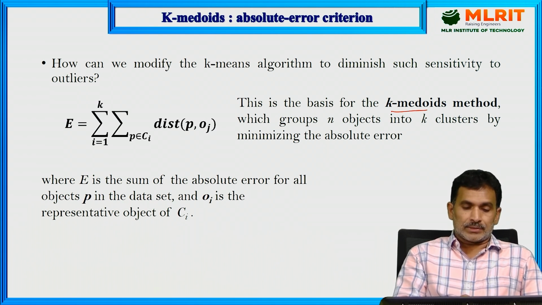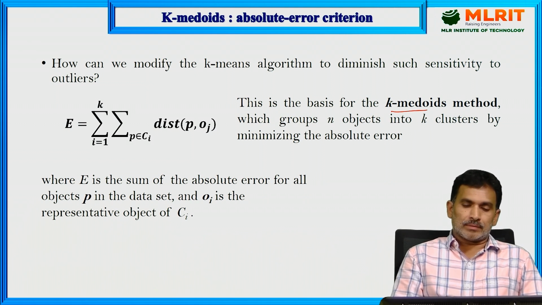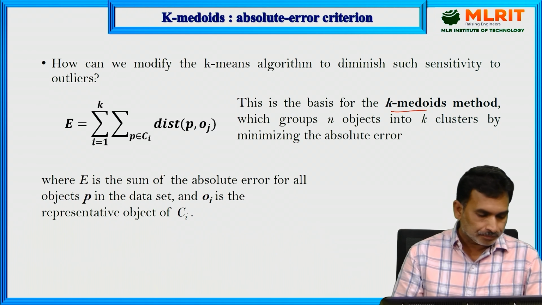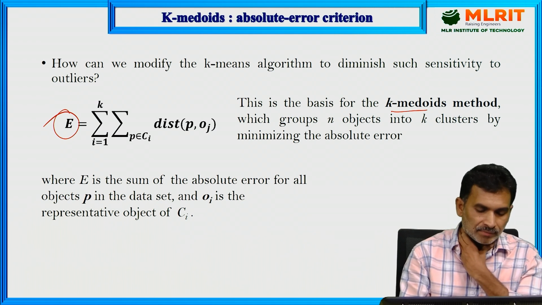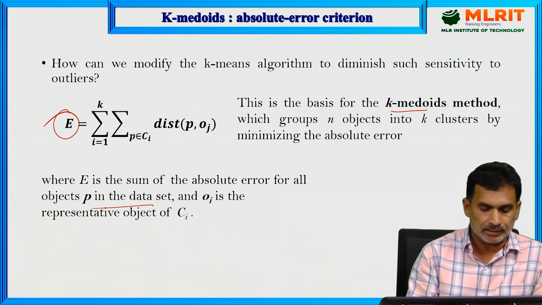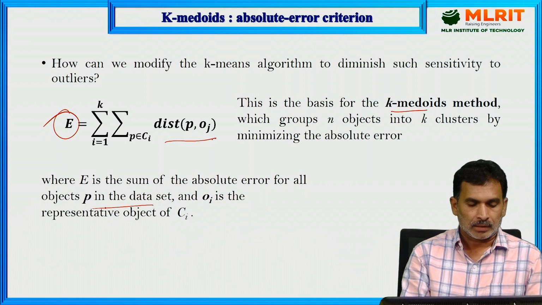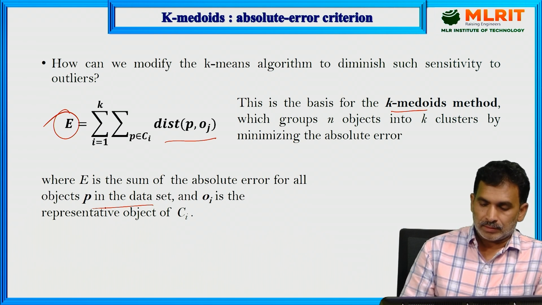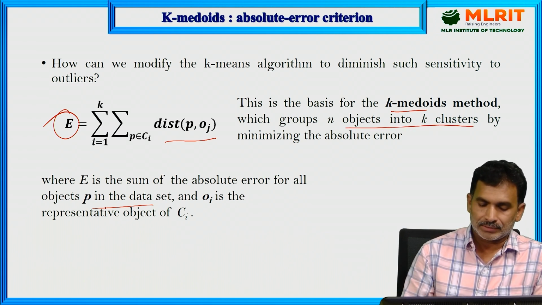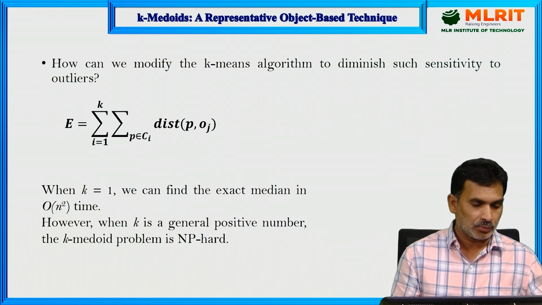But as we already understood from the previous example, the k-means algorithm is sensitive to outliers. To overcome this, we are going to select the medoid. Here we calculate the error E, which is the sum of the absolute error over all the objects P in the data set, where Y is the representative object. We calculate the distance, and based on that distance we assign. So K-Medoids groups n objects into K clusters by minimizing the absolute error. Let us try to understand how K-Medoids works.